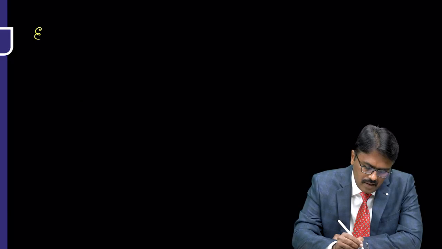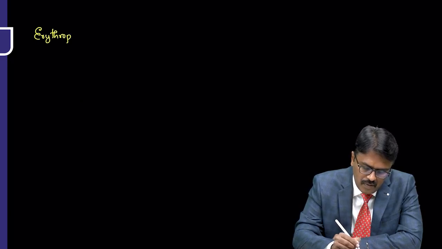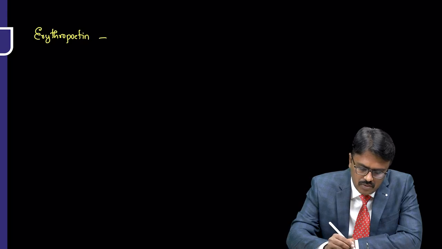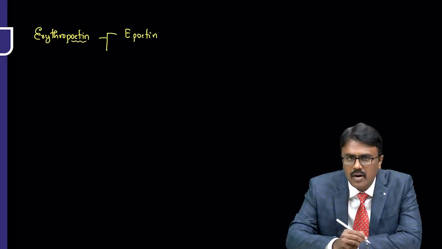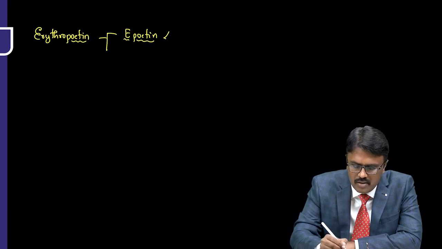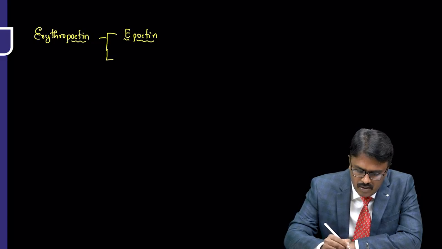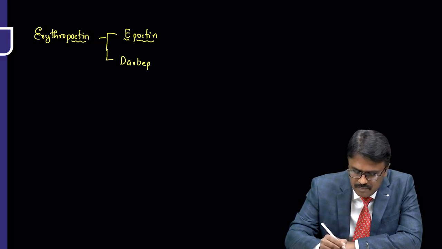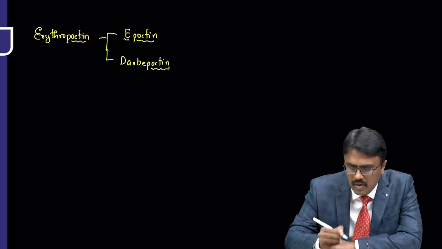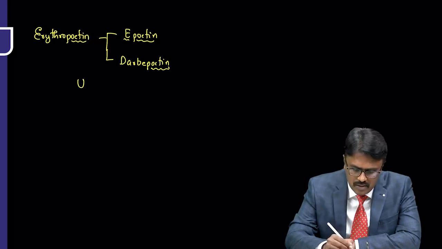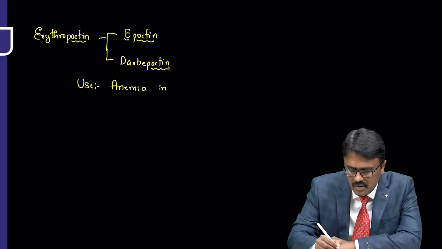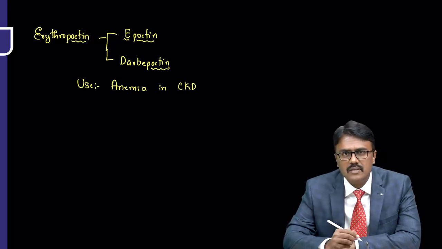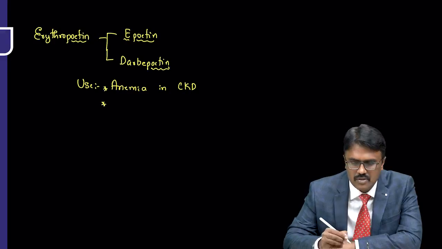Then we have erythropoietin. We all know that erythropoietin is secreted from the kidney. The preparations of erythropoietin are two. One is called epoetin. You know that it ends with poietin, they have taken E from here. So we have epoetin and one more is darbepoetin, which also ends with poietin. Now where do I use these erythropoietin preparations? Number one, anemia in CKD patients. In chronic kidney disease patients, the erythropoietin synthesis decreases. There, to correct that, we use it.